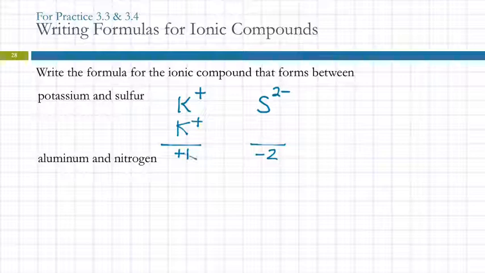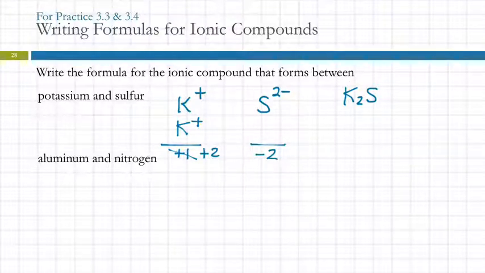Well, what if we have 2 of those? Well, now 2 of them, we've got a +2 charge overall. So the total charge on these 2 ions is +2, and from this 1 sulfur, we get -2. And so +2 and -2 add up to 0. So we write the formula as K2S. So there's 2 potassiums and 1 sulfur. Any questions?